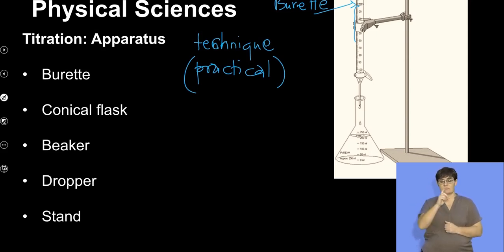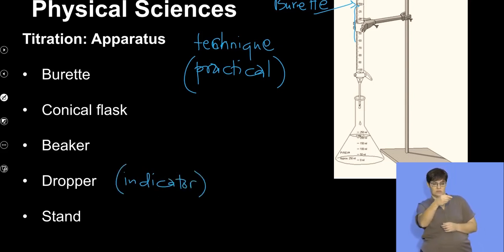And then a dropper is what we use when we add the indicator. So we'd use a dropper to add an indicator into the reaction vessel. And then the stand is just to hold that burette in an upright position so that we can take readings correctly.